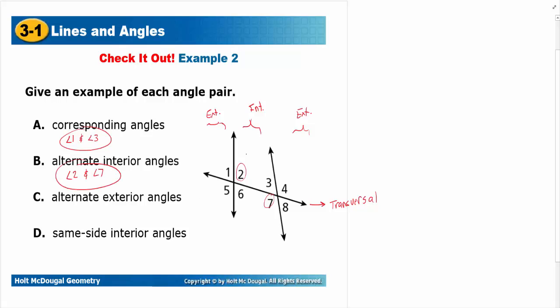Alternate exterior, I'm going to go with angle 5. I'll start there. So angle 5. And again, I need to be on the other side of the transversal, so on the top of it, and on the exterior, so angle 4.